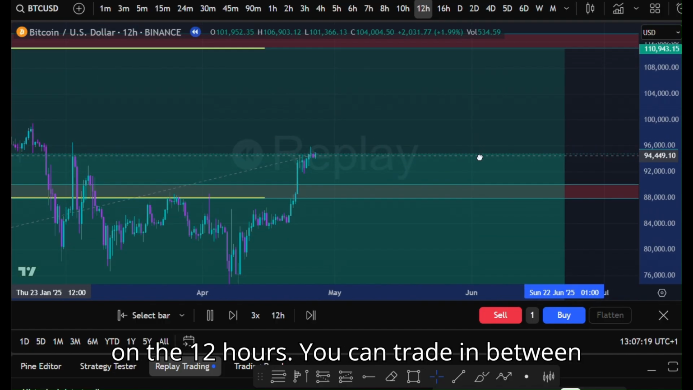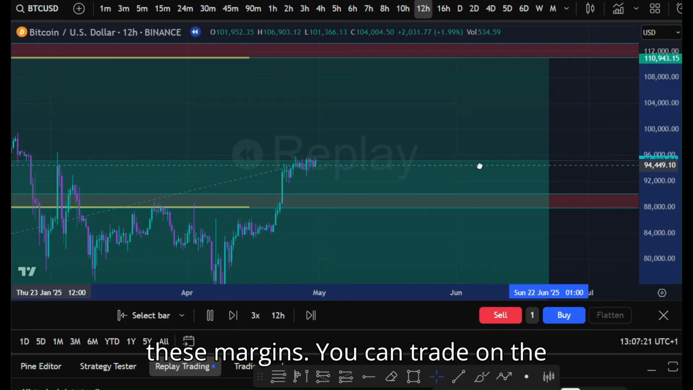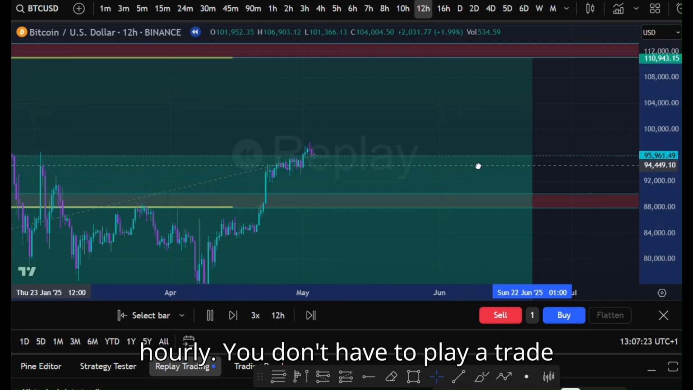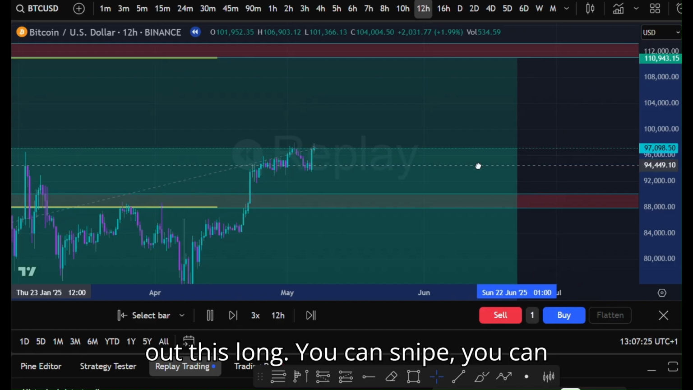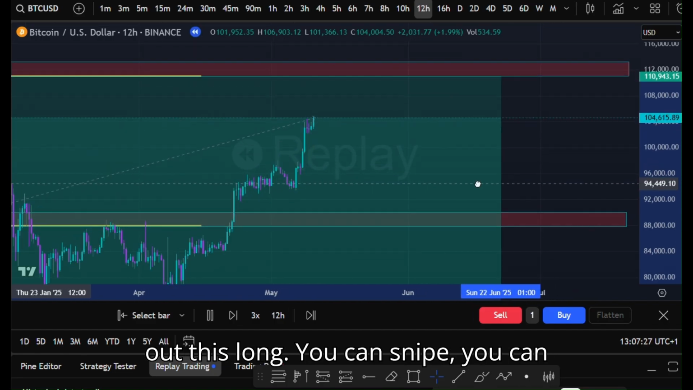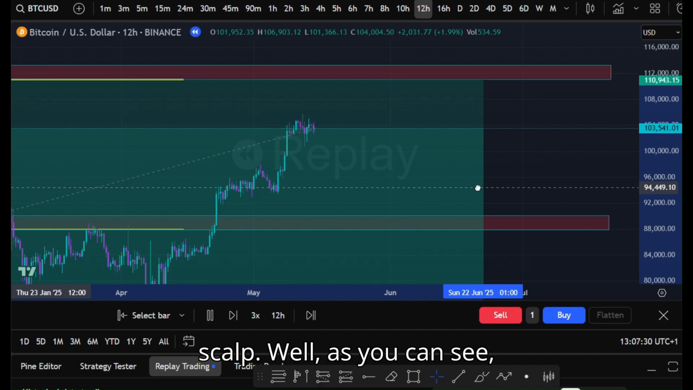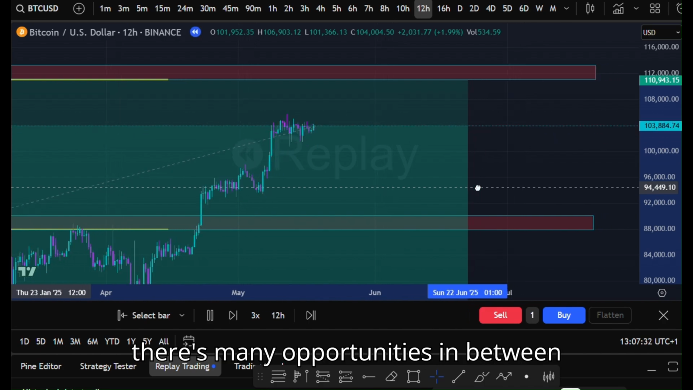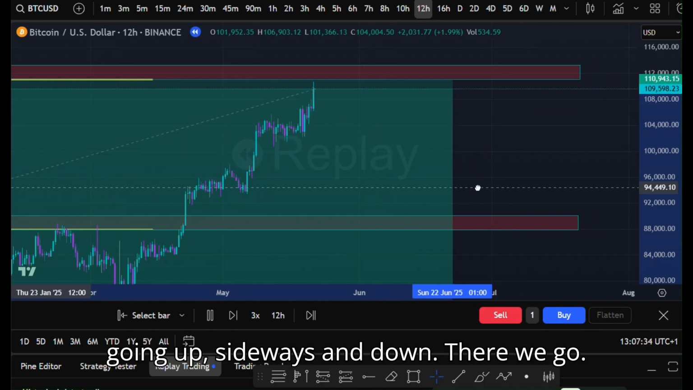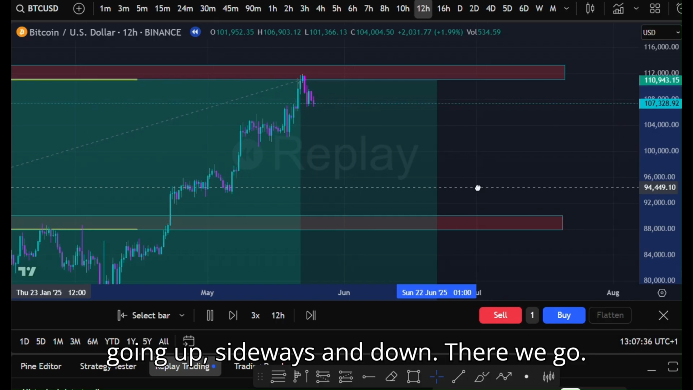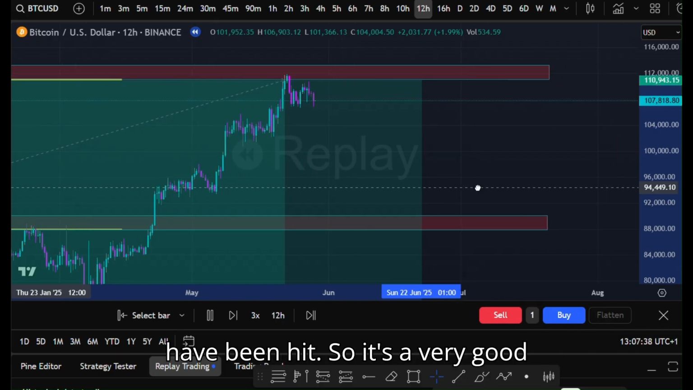And don't forget, these are on the 12 hours, so you can trade in between these margins. You can trade on the hourly. You don't have to play a trade out this long. You can snipe, you can scalp. As you can see, there's many opportunities in between these ranges to be able to make money going up, sideways and down. There we go, there's our final take profit that would have been hit.